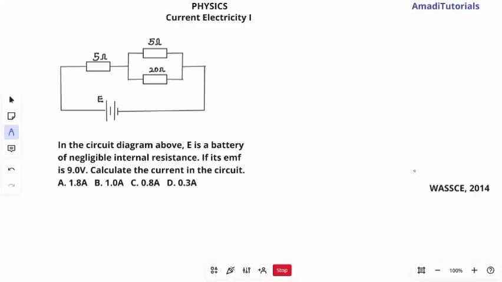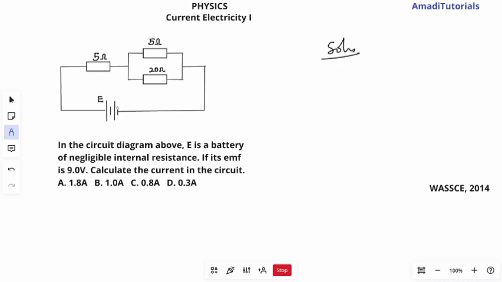This is question 2014. It says in the circuit diagram above, E is a battery of negligible internal resistance. If its EMF is 9 volts, calculate the current in the circuit. So I'm going to do this one over here.